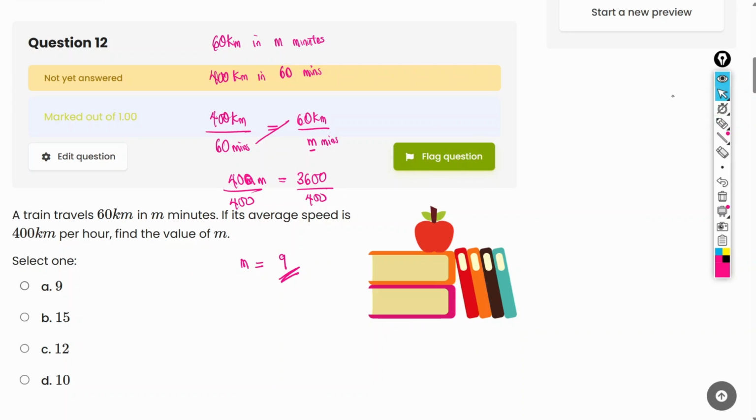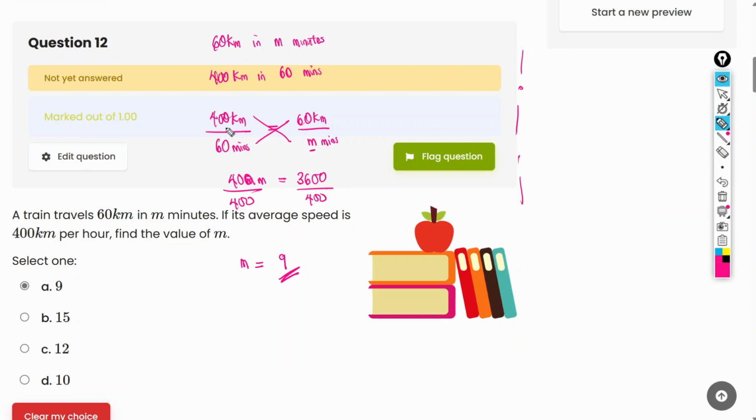That's option A. Now, this is a direct proportion problem, right? Because the distance you travel is in direct proportion to how long it takes you to travel. The more time you have, the more distance you cover, as long as your speed is constant. One interesting thing is that every direct proportion problem can be solved by cross multiplication. If you cross multiply like we just did, you will get the answer.